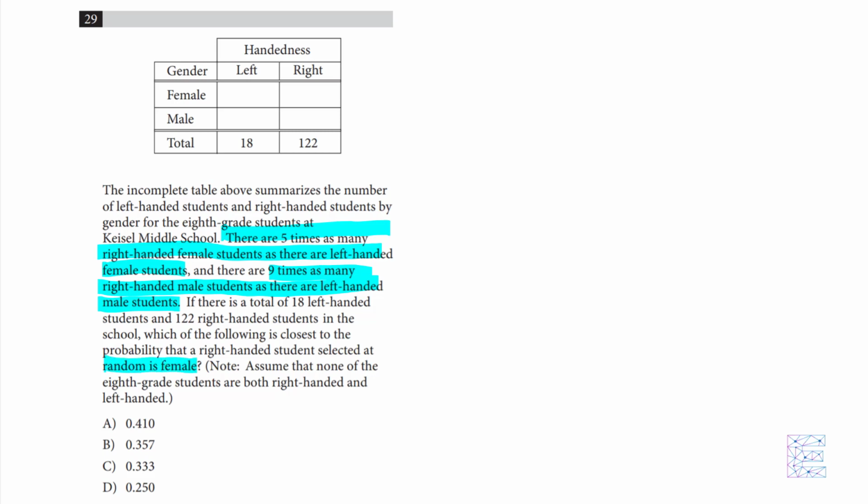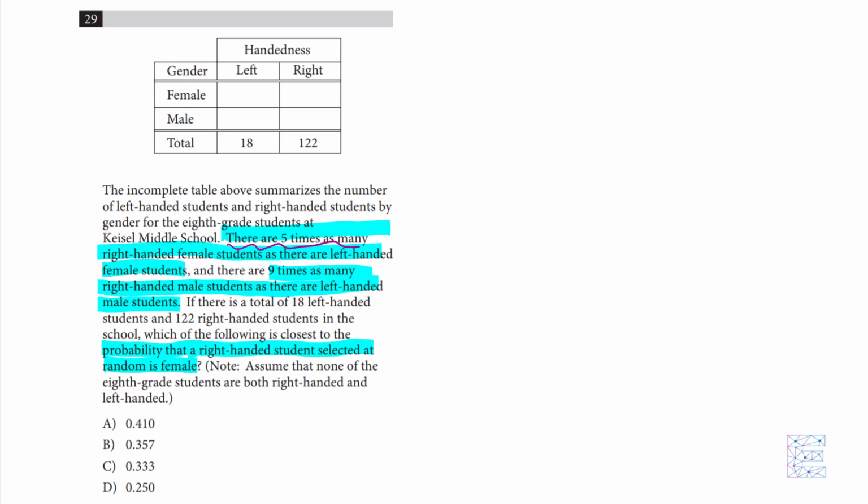So we want the probability that a right-handed student selected at random is female. Now, the little note here given is: assume that none of the 8th grade students are both right-handed and left-handed. Okay, so we need to complete this table, but unfortunately we don't have actual numbers. However, we're given some information here.